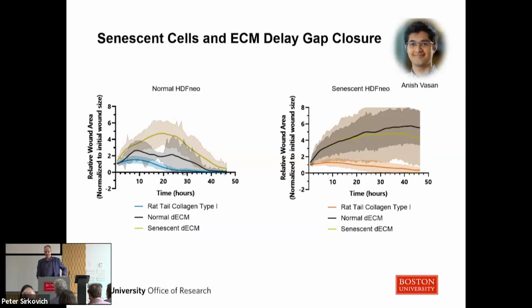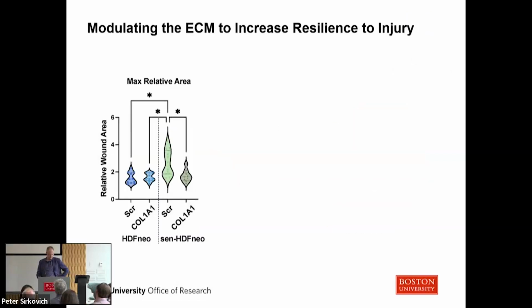Now, most of the effect is seen in the opening or in the clearance of the wound. So we're looking here at the maximum opening of the wound, and when we overexpress collagen type 1, in this case, in senescent fibroblasts, we actually see that we can get a reduction from the maximum opening back to basically normal, which makes us think that if we can modulate the ECM, we can start developing therapies to make us more resilient to injury as we age.